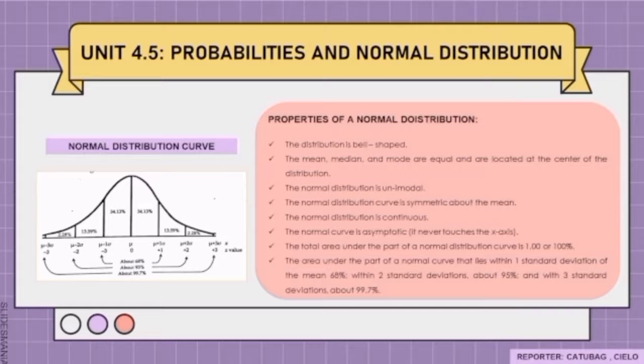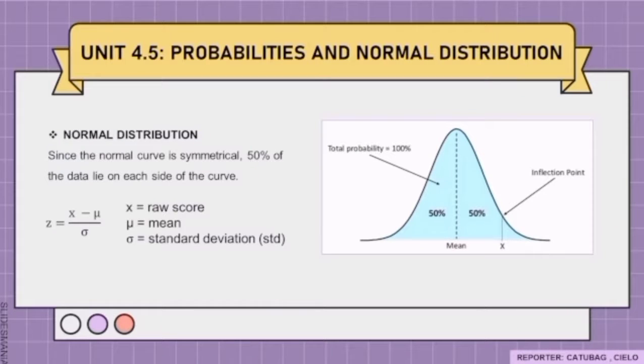The total area under a normal distribution curve is 100% or 1. The area under a normal curve that lies within one standard deviation of the mean is 68%. Within two standard deviations, it is almost 95%. And with three standard deviations, it would reach 99.7%, or almost 100%. Since the normal curve is symmetrical, 50% of the data lie on each side of the curve.